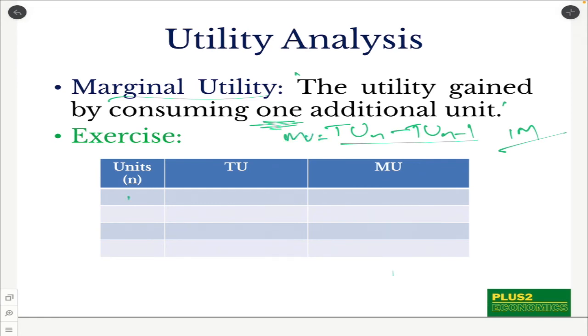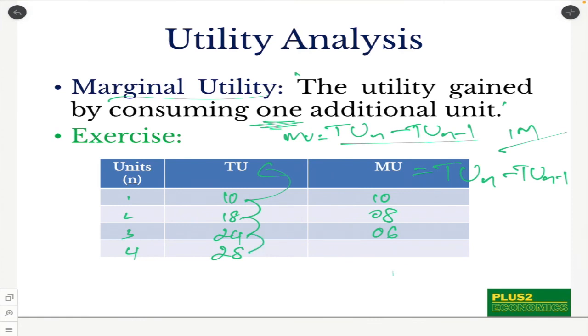So let us write the number of units: 1, 2, 3 and 4 units. So let us say first unit we got 10, then it went up to 18, then it became 24, then it became 28. So the formula is, like I told you earlier, TUn minus TUn-1. So 10 minus nothing is there. 10 minus 0 becomes 10. 18 minus 10 becomes 8. 24 minus 18 becomes 6. 28 minus 24 becomes 4. So this is how the marginal utility is calculated.